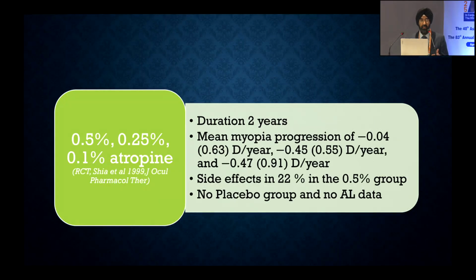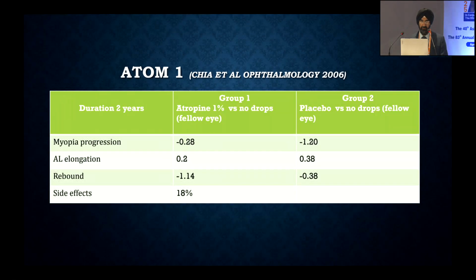Then they tried lower concentrations in 1999, Shih et al., with 0.5, 0.25 and 0.1. So they had decreasing concentration. What they found was that the mean myopia progression was again dose dependent, with 0.5% showing a good response. But the problem was that the side effects were almost close to 22% in the 0.5% group, and there was no placebo group and no axial length data was available for these studies.